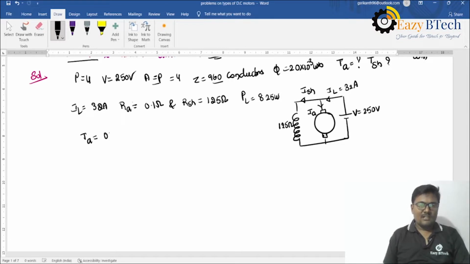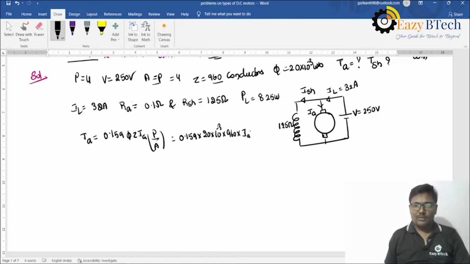TA is equal to, we have one equation, 0.159 into flux into Z into IA into P divided by A. So 0.159 into 20 into 10 to the power of minus 3, the number of conductors 960, into IA into P by A. P by A will be cancelled. Now 0.159 into 20 into 10 to the power of minus 3 into 960 into IA. But IA is an unknown quantity. How can we calculate IA?